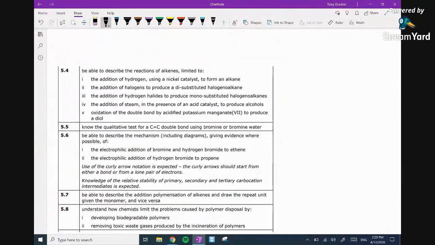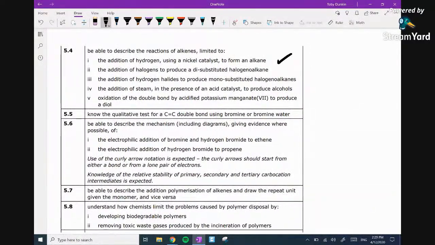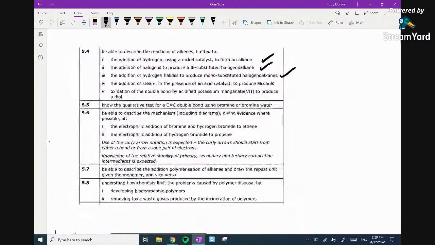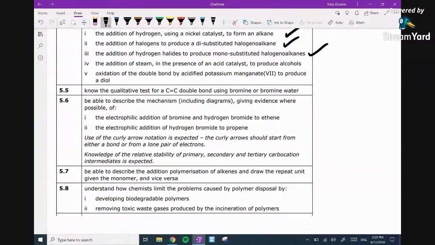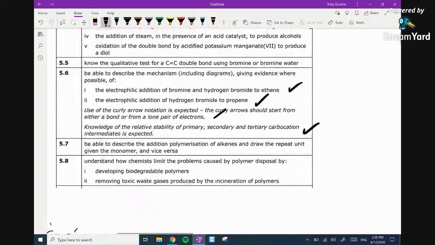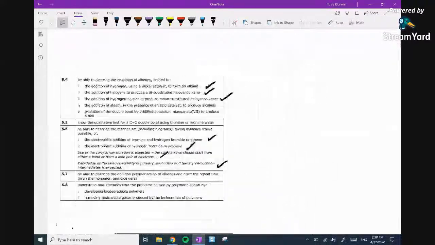So we've done reactions with nickel as a catalyst. We've done the substituted haloalkanes, halogens to produce, yeah. And then hydrogen halides, we've done that one. The addition of steam in the presence of an acid catalyst to produce alcohols, that's actually the sulfuric acid one, I'll come to that momentarily. Electrophilic addition of bromine to ethene, done, and electrophilic addition of HBr to propene, we've done that one as well. Using carbocations and knowledge of relative stability of carbocation intermediates is expected. The curly arrows start at either a bond or a lone pair of electrons. We're okay with all that. Okay, cool. So there's only one more bit to do, which is the alcohol bit.